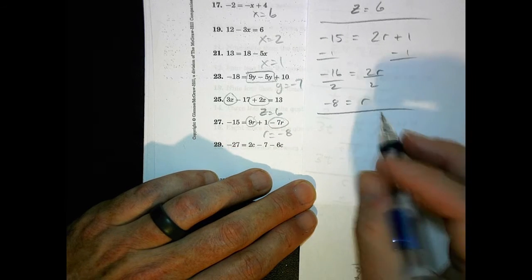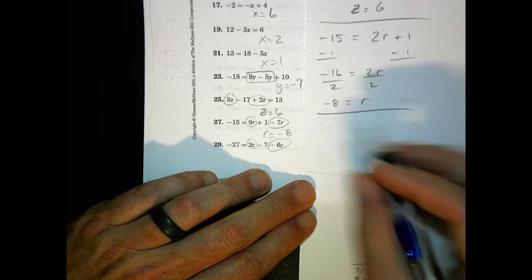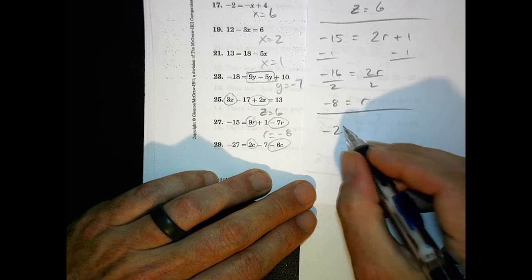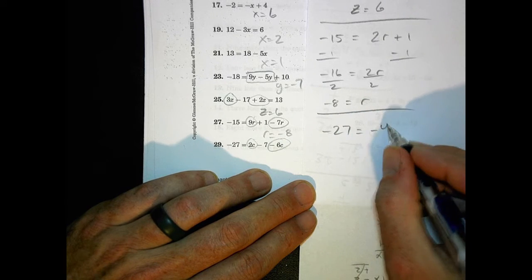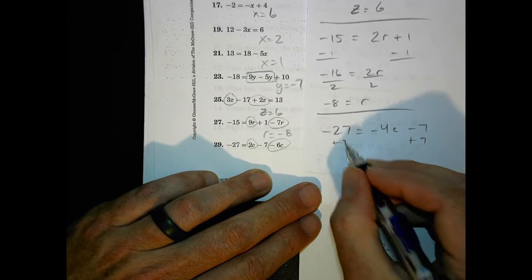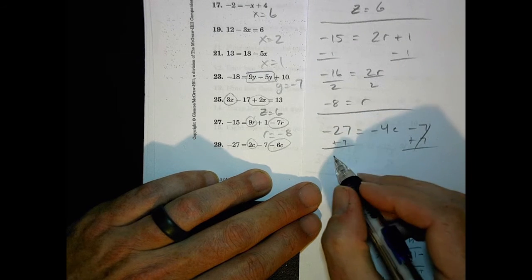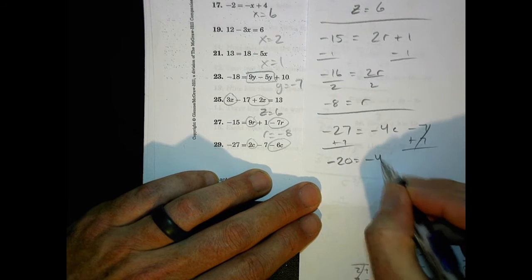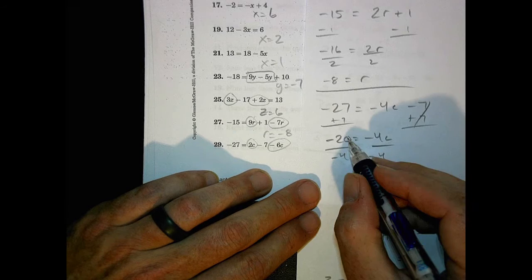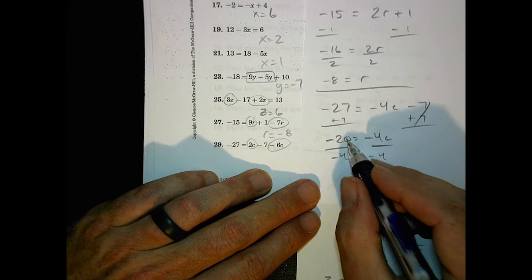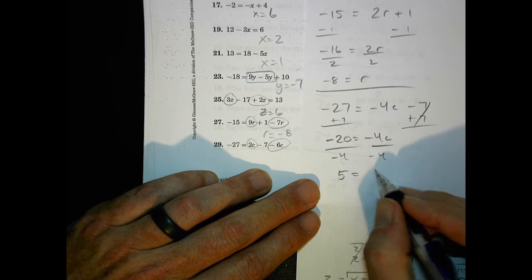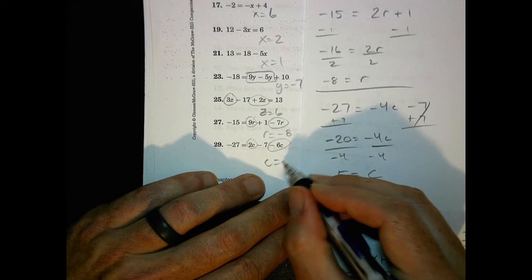And finally, our last one today, we have 2c and a negative 6c, which combine for a negative 4c. So we have negative 27 equals negative 4c minus 7. Add 7 to both sides, goes away. We have negative 20 equals negative 4c. Dividing both sides by negative 4. Negative divided by negative is positive. 20 divided by 4 is 5. So c equals 5.